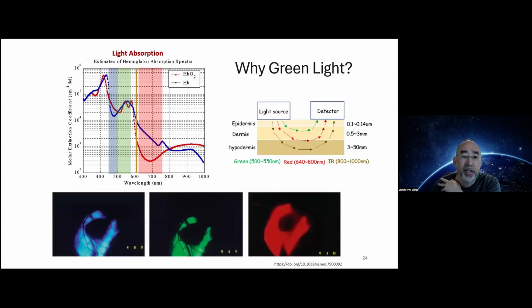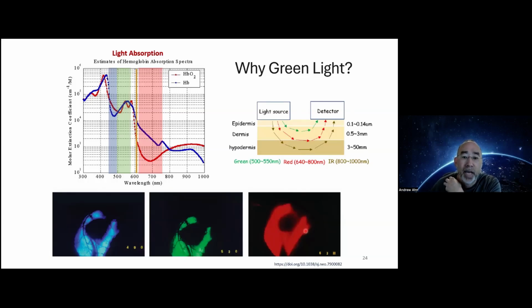And you could kind of see this with a nice demonstration of the differences between the visualization that you get with these different lights. And this is based on the pinnae, or the rodent ear, where a vascular tumor is implanted and grows in size.